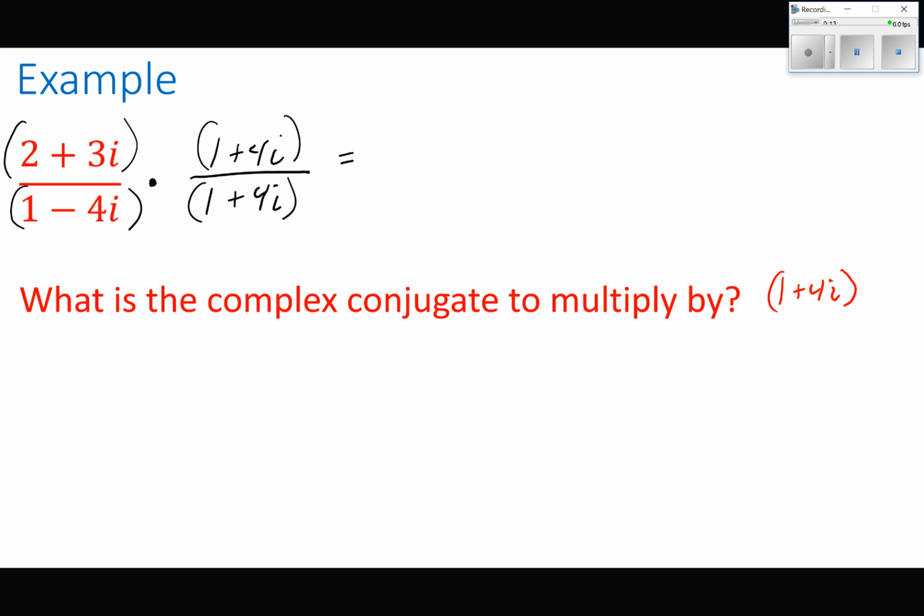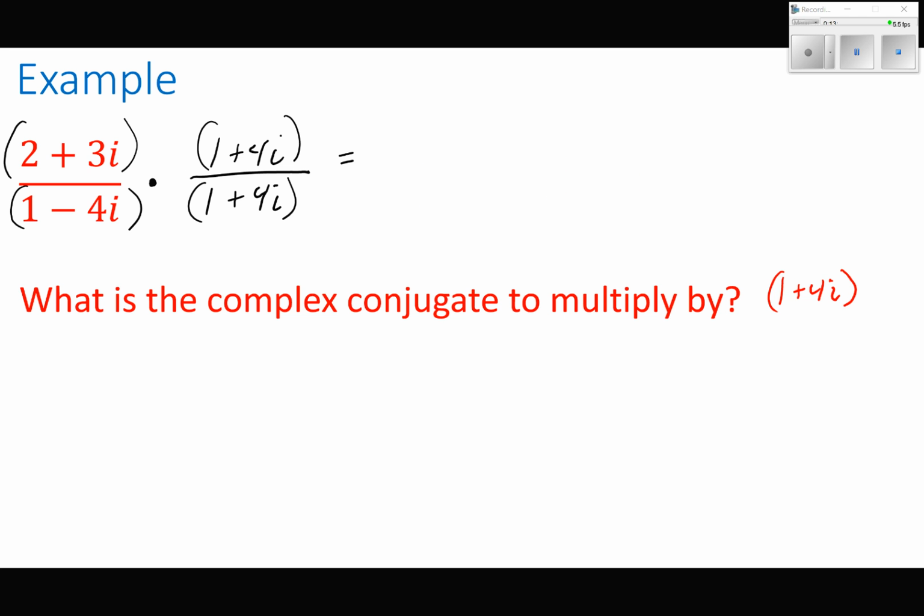Okay, let's pick up doing this one, even if you're not finished yet. So, if I'm only working in the numerator, I have 2 complex numbers that I need to multiply together. So I'm going to use my FOIL. And so this would be 2 times 1, which is 2. 2 times positive 4i, which would be 8i. 3i times 1 would just be 3i. 3i times 4i would be 12i squared.